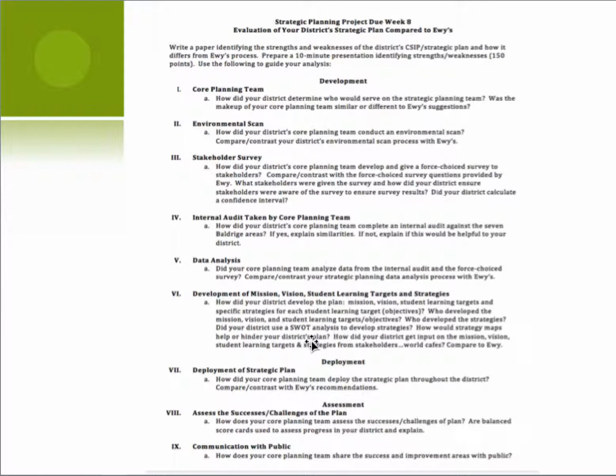Strategy maps are much more comprehensive than the strategies that we typically identify in our CSIP. So would that help or hinder your district's process? And how did your district get input on all of those different components of the plan? Remember, our committees can't be too large, but that doesn't mean that we can't get input from other stakeholders once a mission, vision, objectives, and strategies have been developed. So do you do that through World Cafes? And again, compare and contrast that to Yuhi.